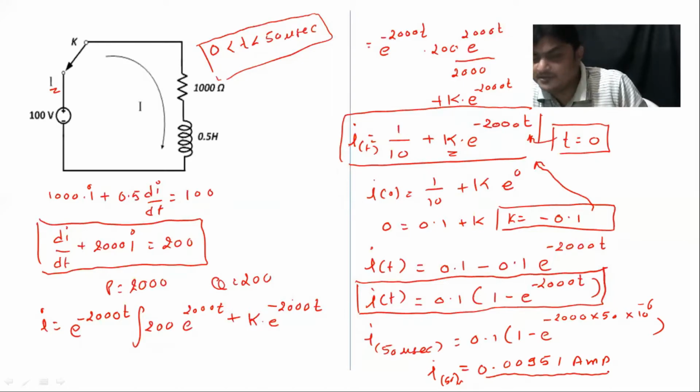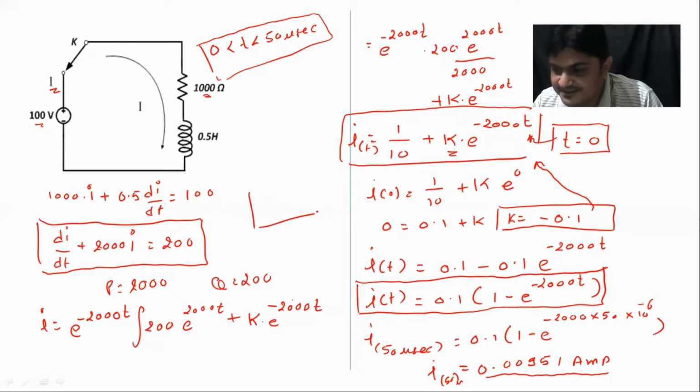Remember, I mentioned a little while back that if my inductor is fully charged within 50 microseconds, then the value of current should be equal to 100 divided by 1000 ohm. It means I get a current of 0.1 ampere if I can attain the steady state. But my value of current is not 0.1, it is 0.0951. It means what? Okay, let me write it down. Let us say this is the situation, and maybe it is possible you will attain the steady state.